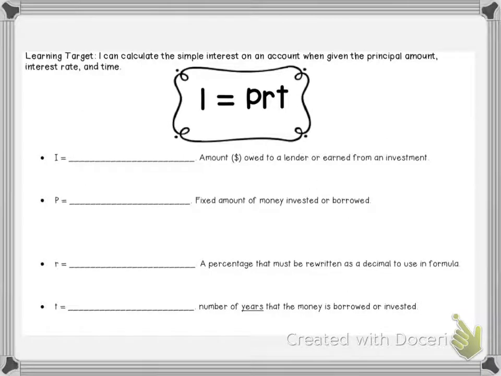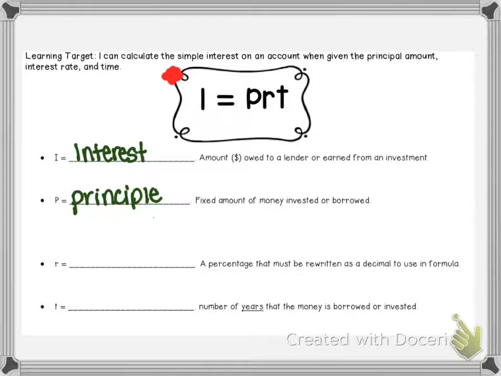So we have a formula called I equals PRT, which is right here, and we have what those letters mean. I stands for interest. Interest is the amount of money owed to a lender or earned from an investment. P is principal, and principal is the fixed amount of money invested or borrowed.